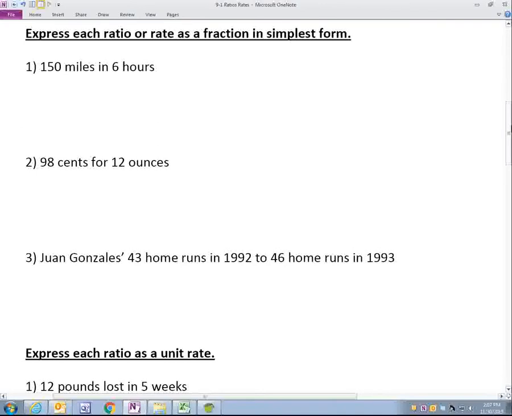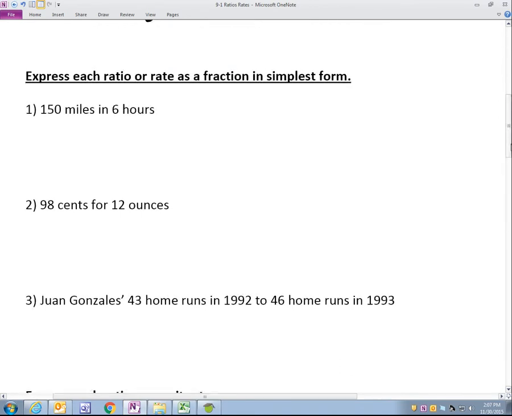Now we are going to be expressing each ratio or rate as a fraction in simplest form. So this is the format they're asking for. This is telling us to simplify, and this is telling us that it's going to be a ratio or a rate. And since it's simplest form, that means we need to reduce.